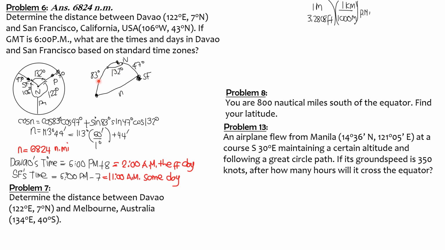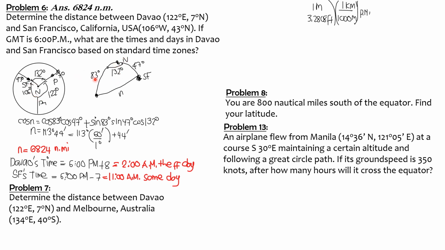The distance from Davao to the North Pole is 83 degrees, 90 minus 7 degrees. And the angle here is 132 degrees. To get 132, that's 360 degrees minus 122 degrees minus 106 degrees.